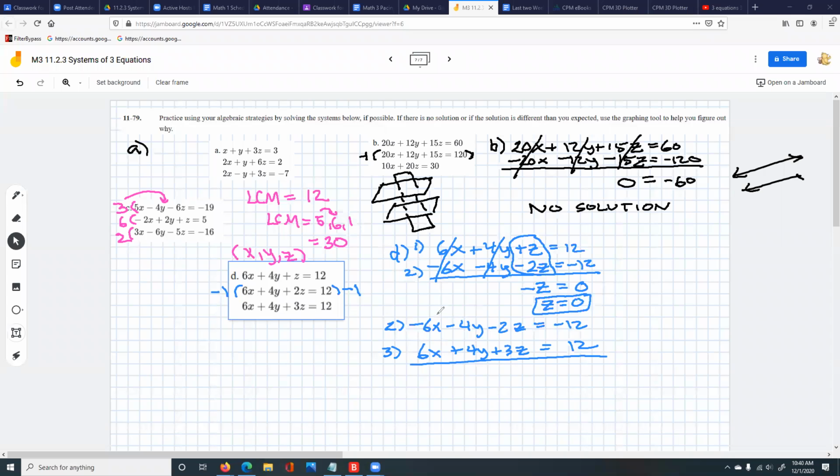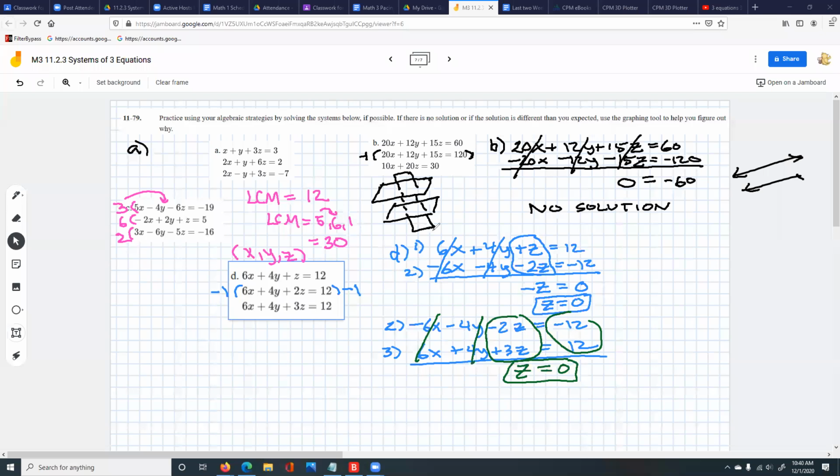What's going to happen to the x's here? They'll be canceled out. Good. And the y's are canceling out, but the z's don't cancel again, right? So 3z minus 2z is z equals, and then again, negative 12 plus 12 is 0. So again, I got z equals 0. Okay.